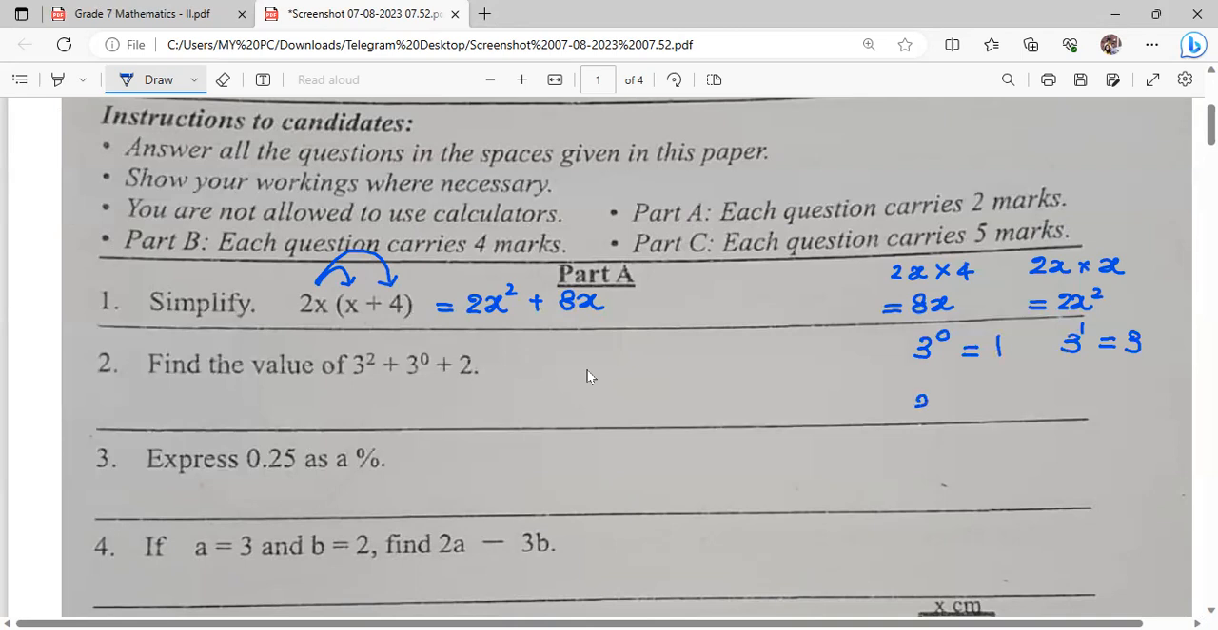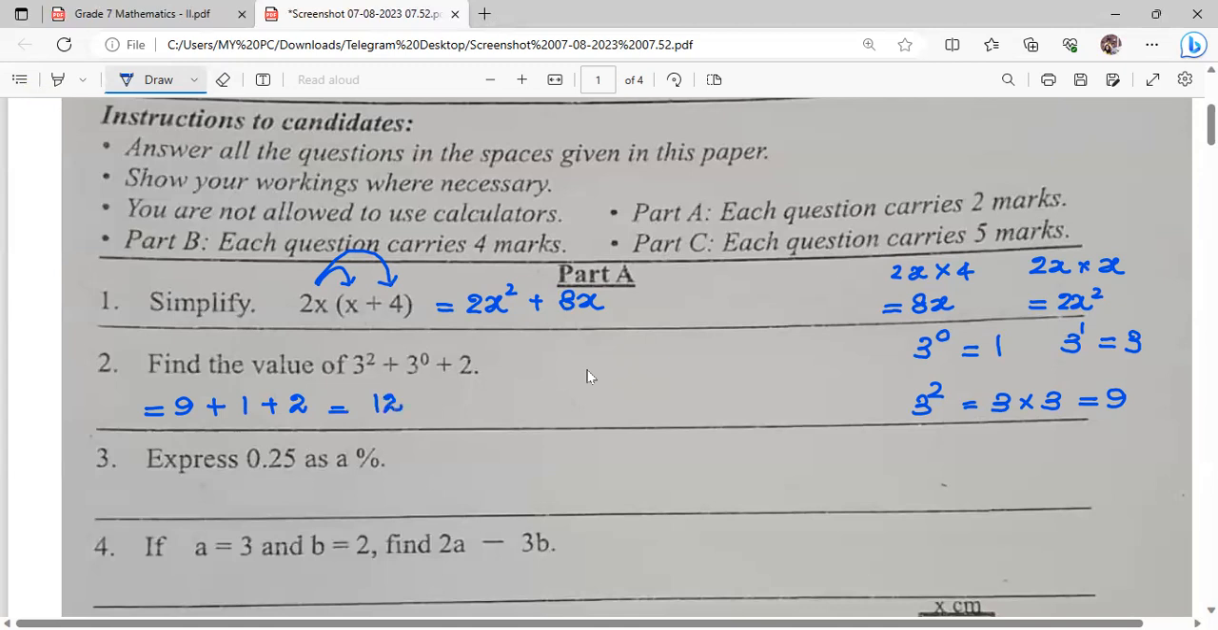So when you have 3 to the power 2, how do you get this, children? 3 multiplied by 3, the answer is 9. First, you can do all this kind of working here on the right side. Then straight away you can get the answers. 3 to the power 2 you can write 9. Then 3 to the power 0 you can write 1. And the 2 given in the question. 9 plus 1 is 10. 10 plus 2 is 12. So the answer is 12.